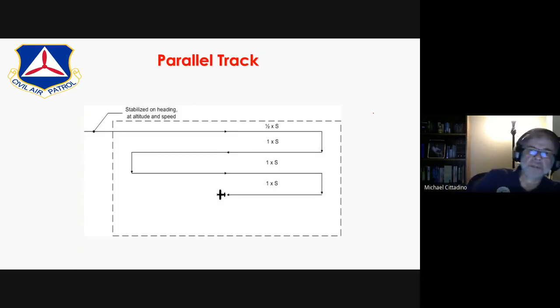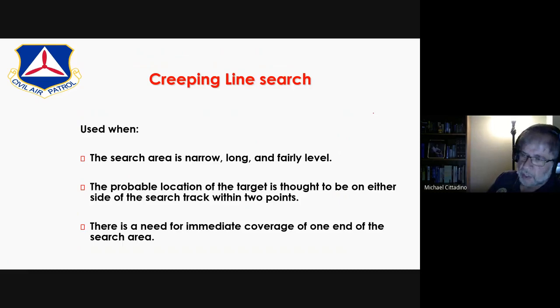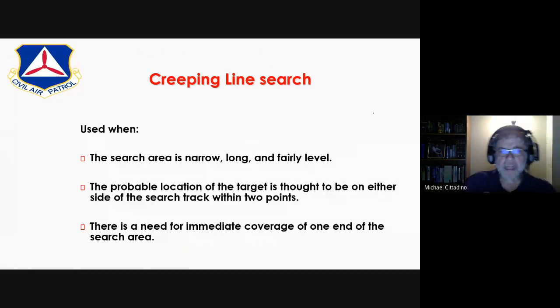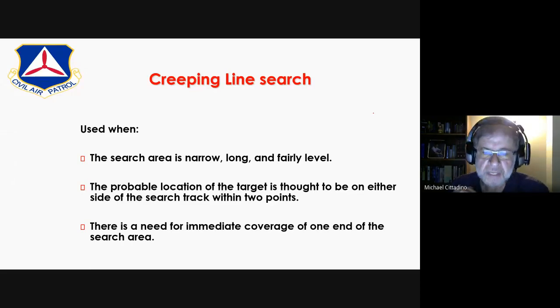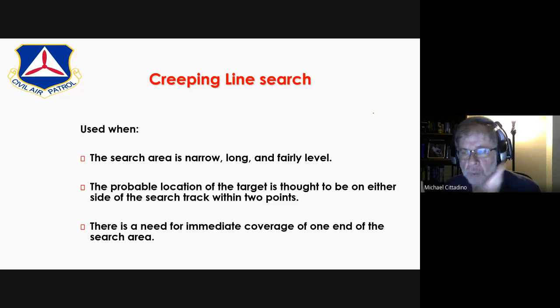The next search pattern is a creeping line search. This is basically the same as the parallel track or grid search that you just saw. We started with the route search, where we flew along an aircraft's route of flight or suspected route of flight. A creeping line search is a grid search that is done perpendicular to a line of flight.